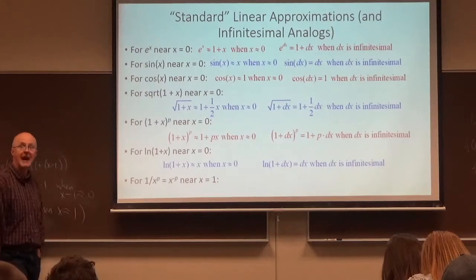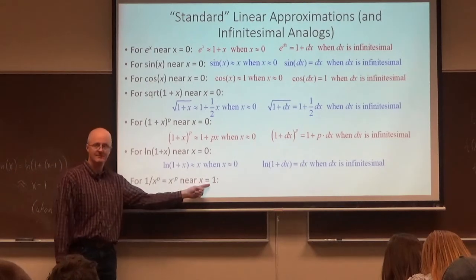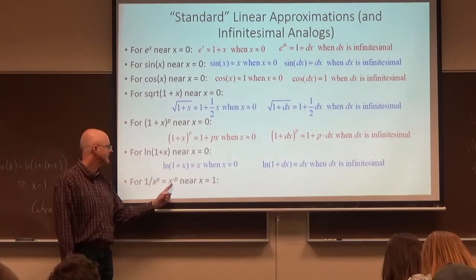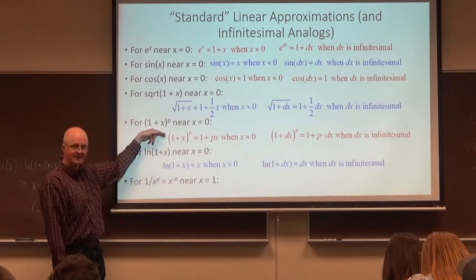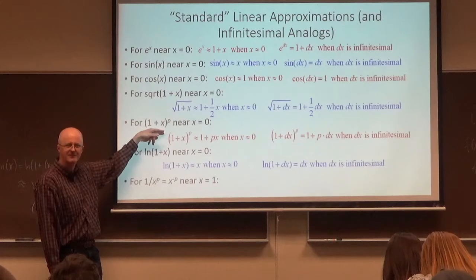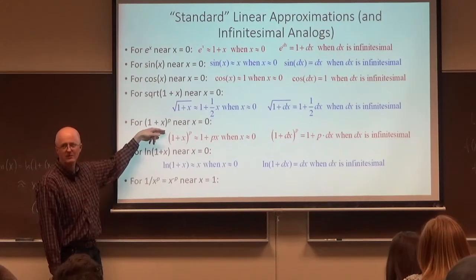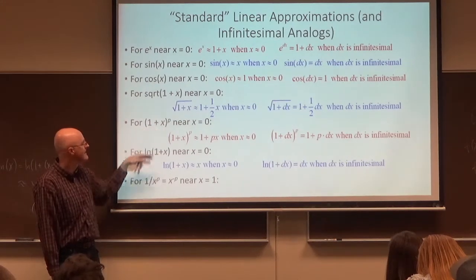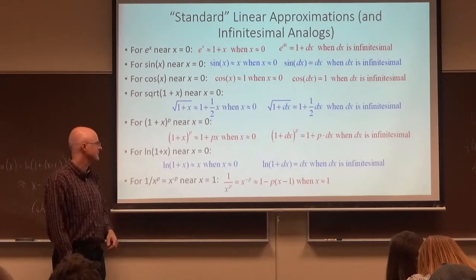Here's one where I took a not equal to 0. I took it to be 1. 1 over x to the p, x to the negative p. It is analogous to this one, and I could relate it to this one. Actually, this one even works when p is negative. Turns out this is true.